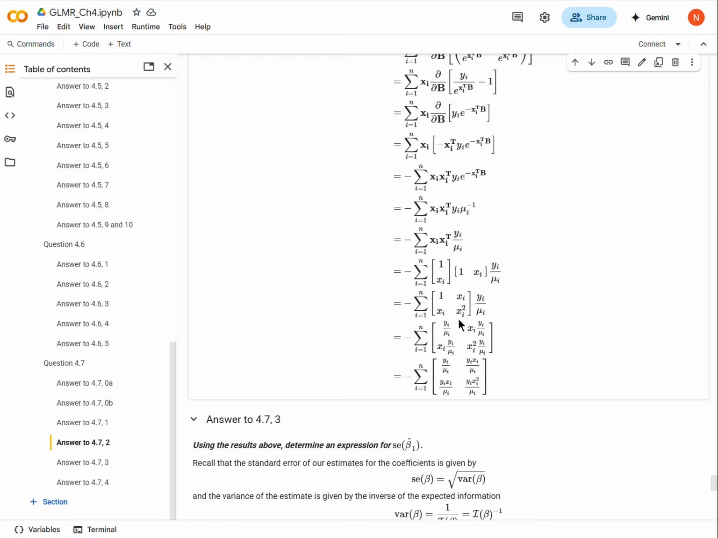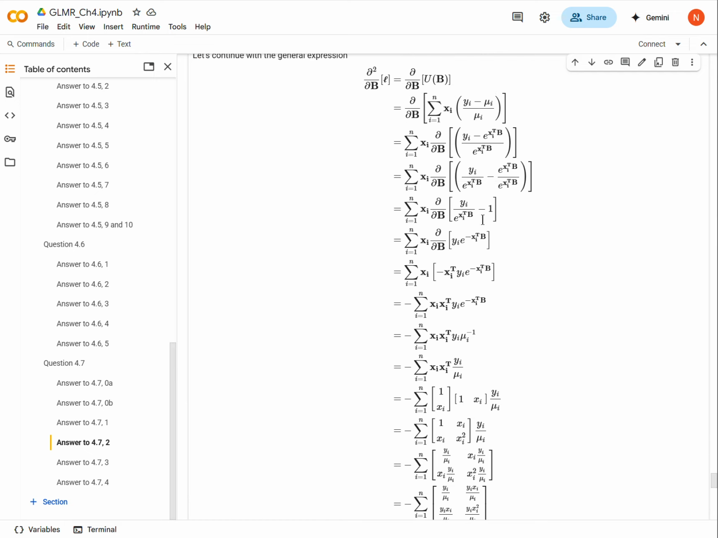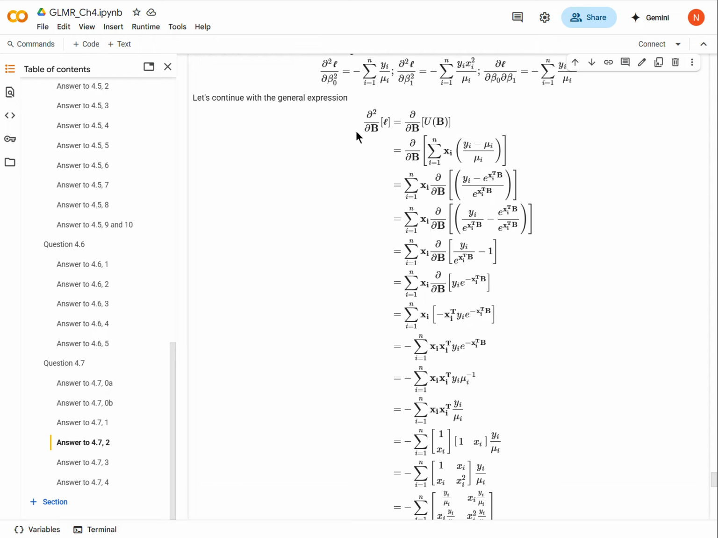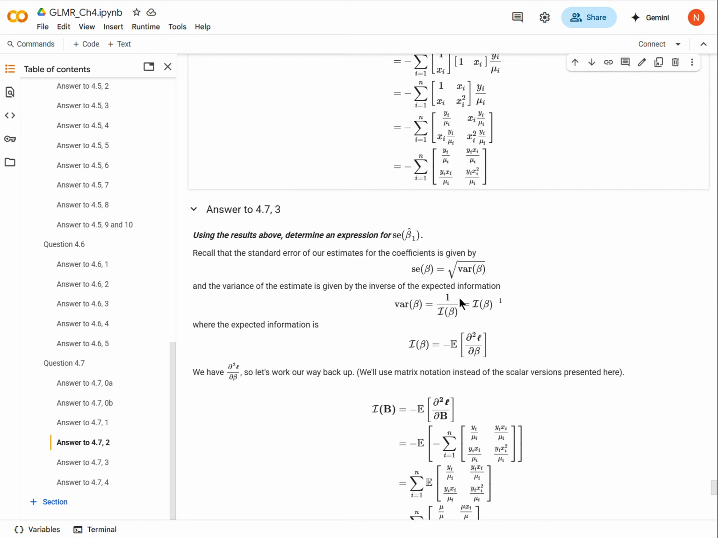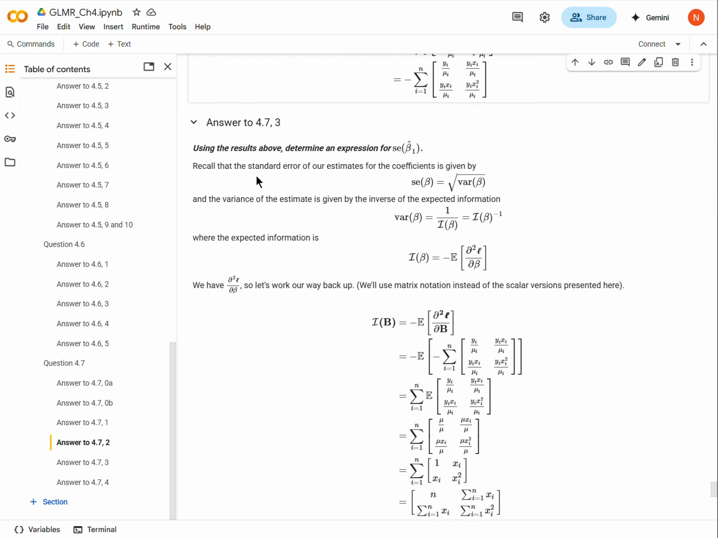Okay, so again, I'm really just glossing over the details of how to derive this, but hopefully the steps are there, and you should be able to walk yourself through it. I'm just giving the outline here. Okay, so now using the above results, determine an expression for the standard error of beta 1, but we'll do beta 1 and beta naught because why not? We have all that information here.